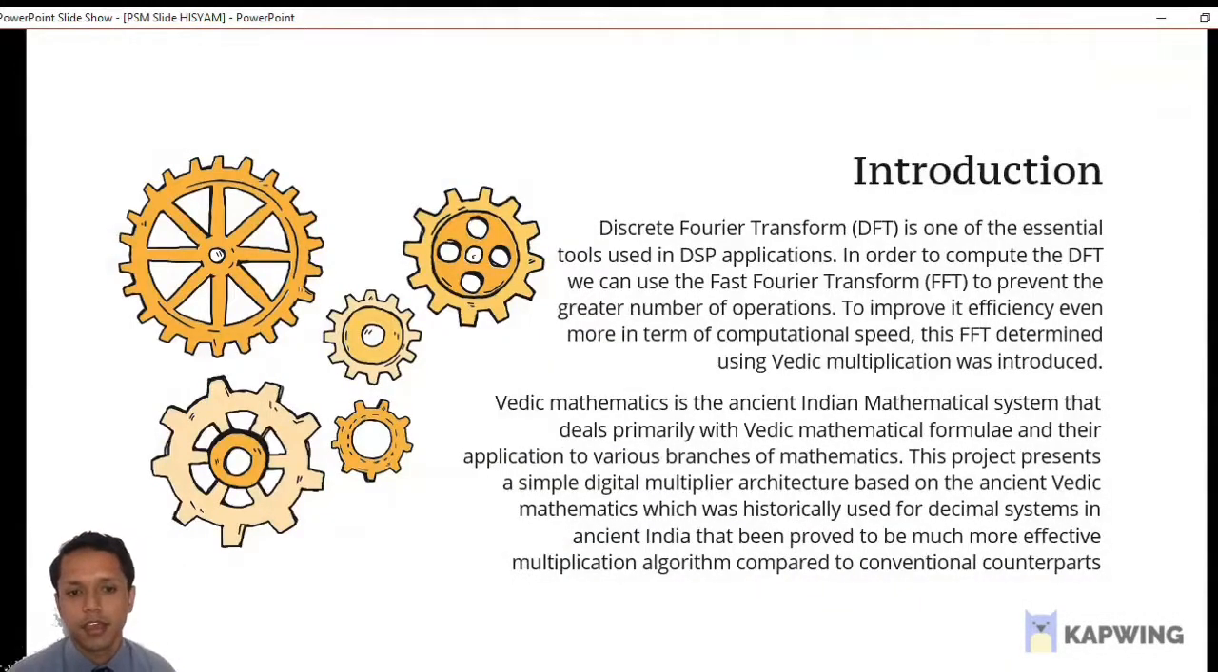Introduction. Discrete Fourier transform, which is DFT, is one of the essential tools used in DSP applications. In order to compute the DFT, we can use the fast Fourier transform, which is our project, to prevent the greater number of operations. To improve its efficiency even more in terms of computational speed, this FFT determined using Vedic multiplication was introduced. Vedic mathematics is the ancient Indian mathematical system that deals primarily with Vedic mathematical formulas and their application to various branches of mathematics. This project presents a simple digital multiplier architecture based on the ancient Vedic mathematics, which was historically used for the decimal system in ancient India, that has been proved to be a much more effective multiplication algorithm compared to conventional counterparts.